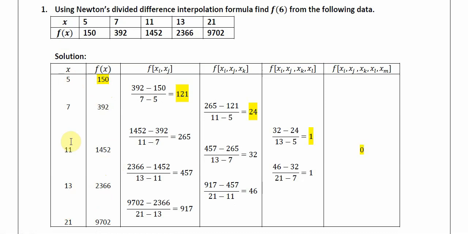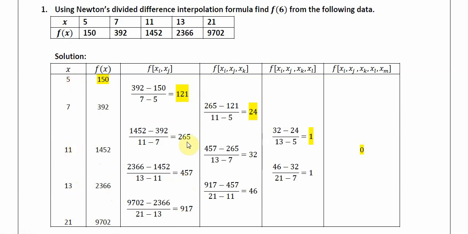X values are 5, 7, 11, 13, 21. Y values are 150, 392, 1452, 2366 and 9702. Then I have written the divided difference table. Calculations kuda simple enough to understand. 392 minus 150 divided by 7 minus 5 is the first difference. ಆಮೇಲೆ 1452 minus 392 divided by 11 minus 7. Then 2366 minus 1452 divided by 13 minus 11. 9702 minus 2366 divided by 21 minus 13. These are the first order differences. ಆಮೇಲೆ 265 minus 121 divided by, ಈಗ 1 bit ಒಂದು ತಗೊಂಡಿದ್ದೀನಲ್ಲ, 5 ಮತ್ತೆ 11 ತಗೊಳ್ಬೇಕು. That is 11 minus 5.